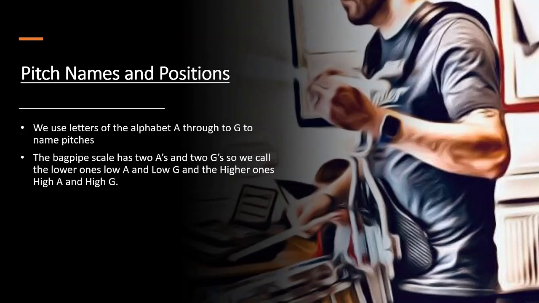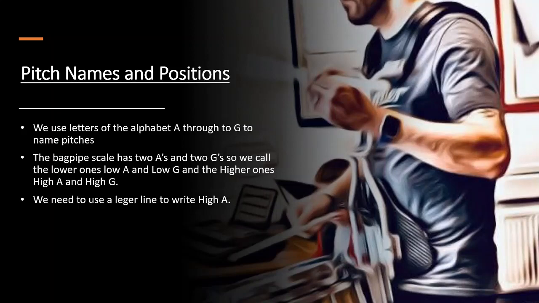So the lowest A will be low A, and the highest A will be high A. That's how we refer to them. And then same with the G. There'll be a low G and a high G. And we need to use a ledger line to write high A, because it goes out with the range of the staff. And you'll see that when we go to write it. And we spoke about ledger lines last week.